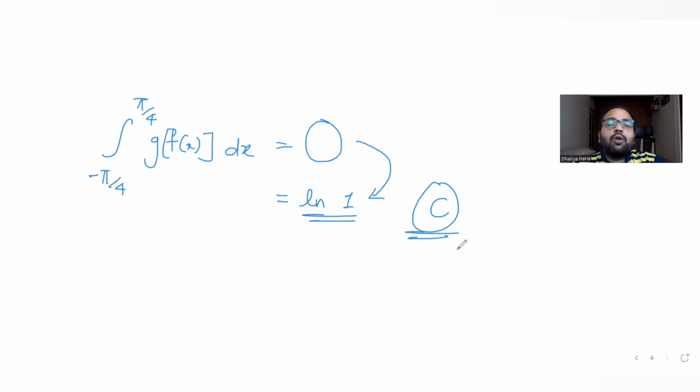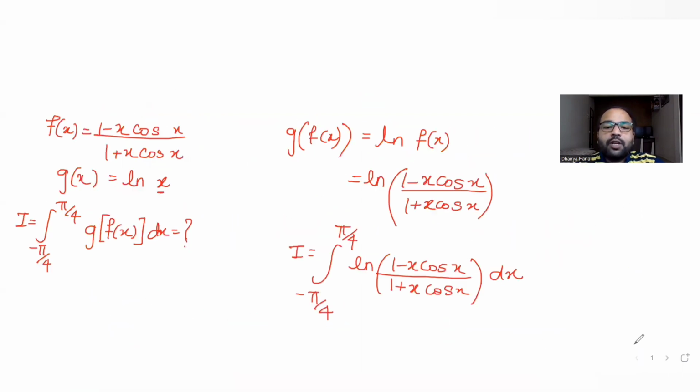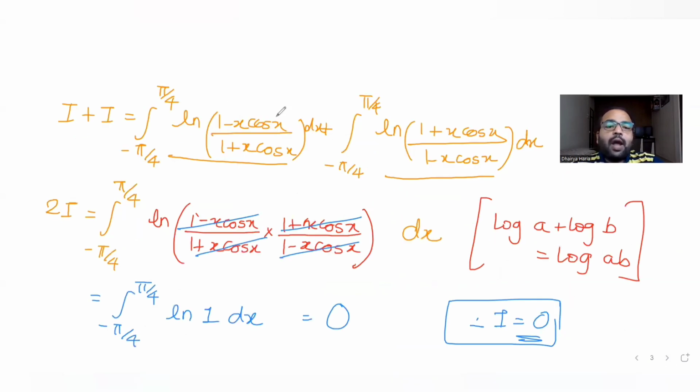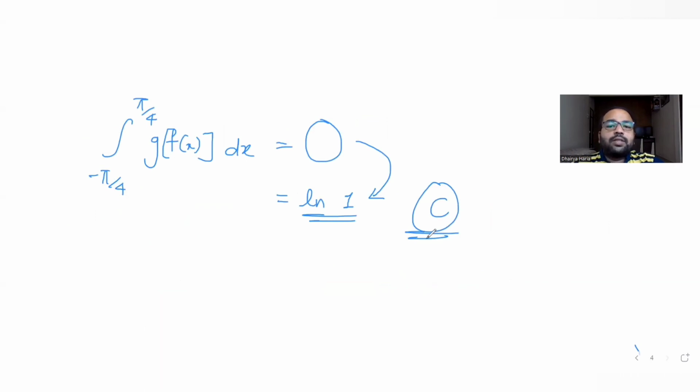I hope you have understood how to solve this type of question, which involves concepts you would have studied in integration as well as functions, because we needed the idea of functions to convert this into g of f of x. Once we got g of f of x, we just needed to use this property of integration. Once we used it, we directly added them, and the two functions in the log got cancelled. You get log of 1, and that gives the value of I that was asked as 0. So that is our correct answer, C.